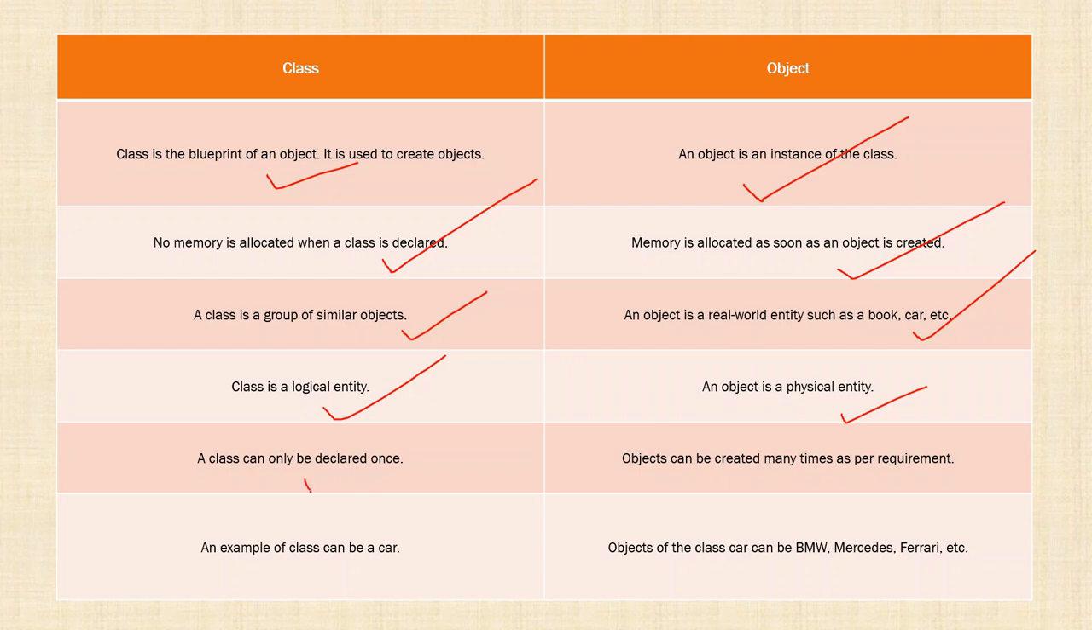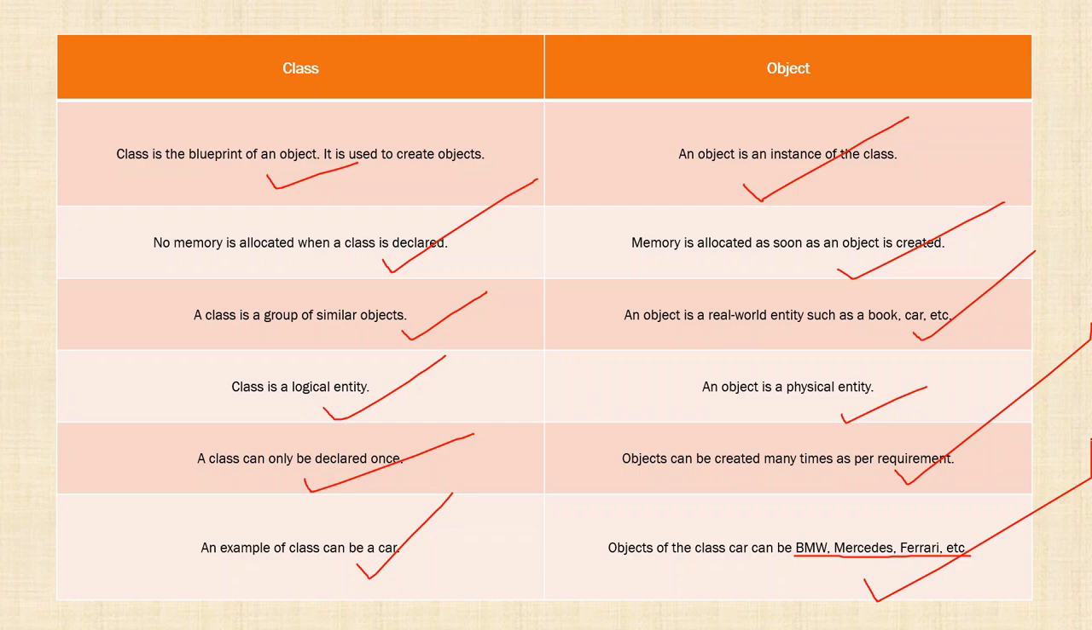A class can only be declared once; it should be unique. An object can be created many times as per requirement, so you can create multiple objects. An example of a class can be a car, but objects of the class can be BMW, Mercedes, and Ferrari. Like this, we can differentiate class and object.